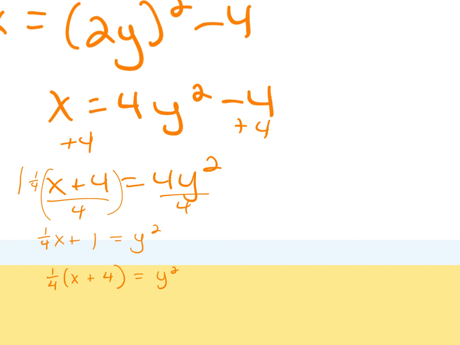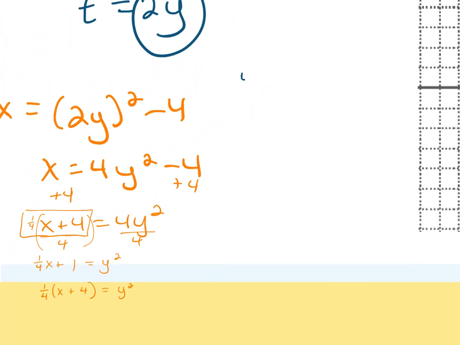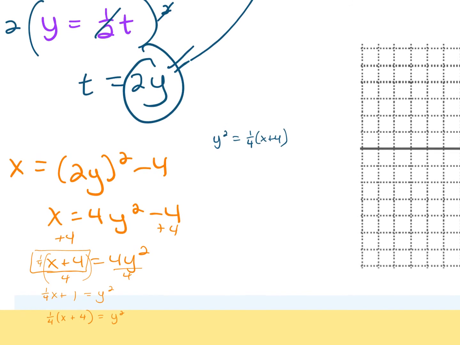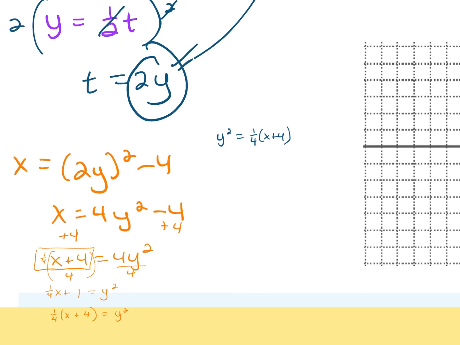So you could have kept it like this. It's the same thing, okay? We're also used to the y squared being on the left, so if you want to rearrange it, you can. So in standard form, this is what my graph would look like. We already said that this is a sideways parabola. Does it point to the right or to the left? The right, because it's a positive 4p, right?